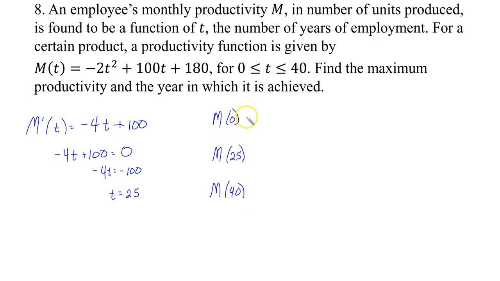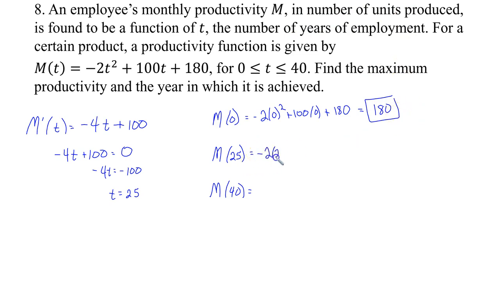And so we're going to plug this in. You might have an idea what's happening here because we're only looking for the maximum, but because we're doing this, we're going to plug in all of these, but you might recognize what this function is. So 2 times 0 squared plus 100 times 0 plus 180. So this value is going to be 180. So the units produced is 180.